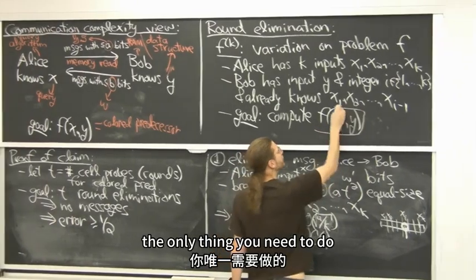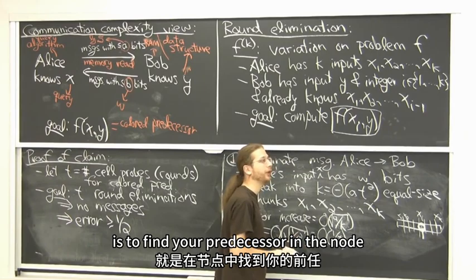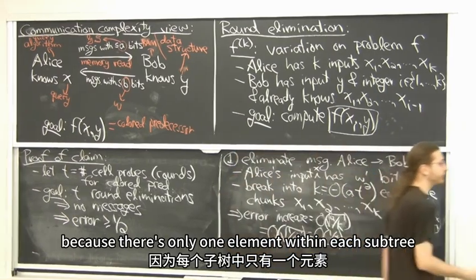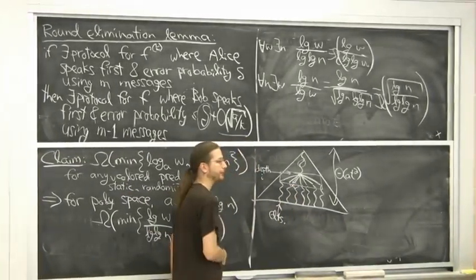The only thing you need to do to solve the overall predecessor problem is to find your predecessor in the node, because there's only one element within each subtree. That's enough to figure out your overall predecessor.